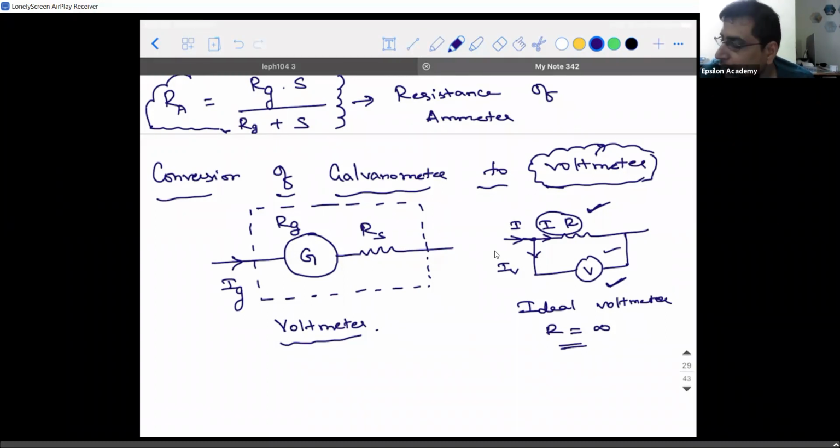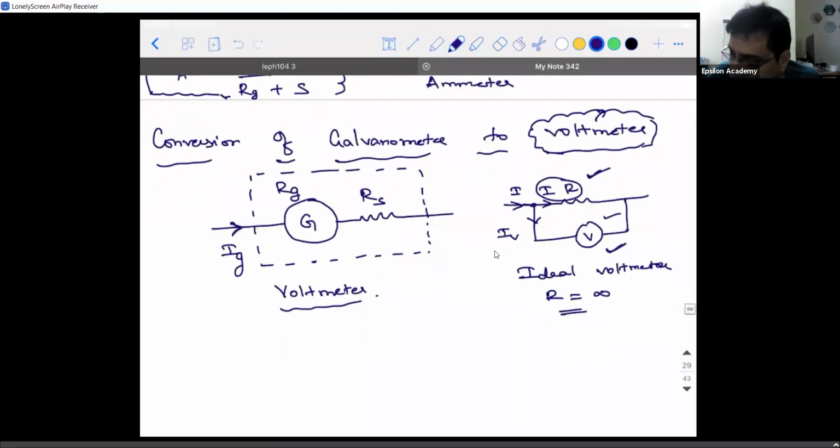Now, what is going to happen is, to the already existing galvanometer whose resistance is 100 ohm, you need to take another resistor of high value. This RS should be of very high value, and you connect it in series with the galvanometer so that the combination of the series circuit behaves like a voltmeter. We know that the full scale deflection current that passes through the galvanometer is IG. So the same IG will pass through RS also.